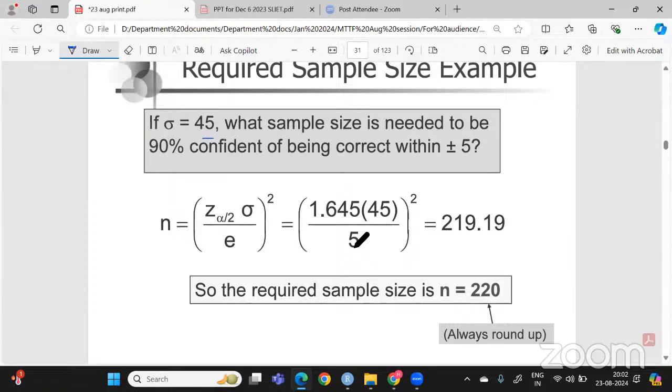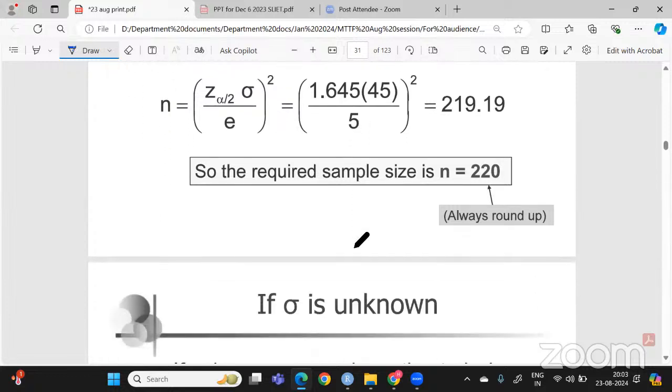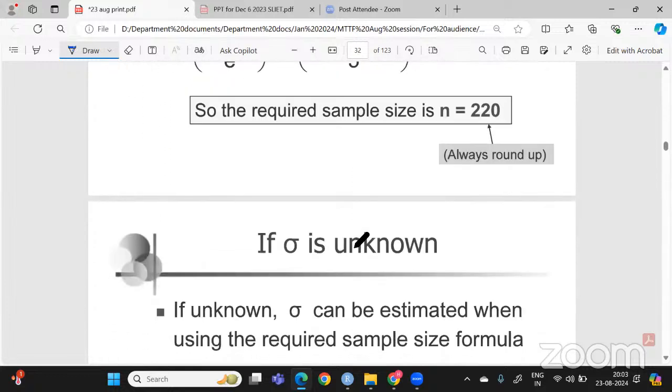So it means, to conduct a study in which we want 90% confidence and plus minus 5 error term, and when sigma is given as 45, for that we need a sample size of 220. That means we will collect responses from 220 observations or persons.